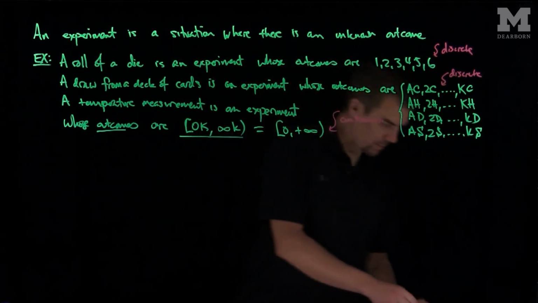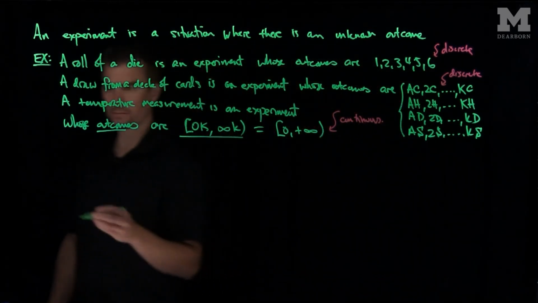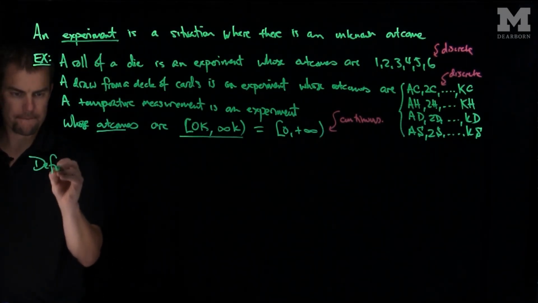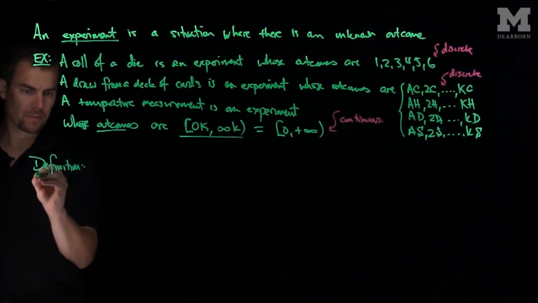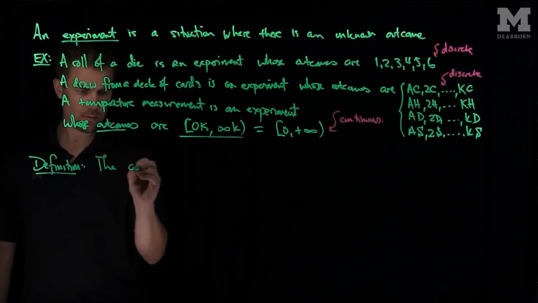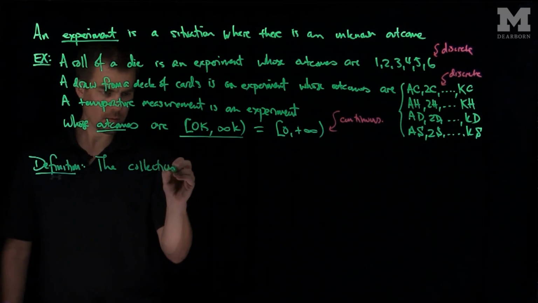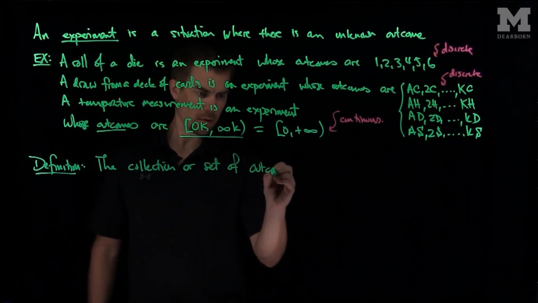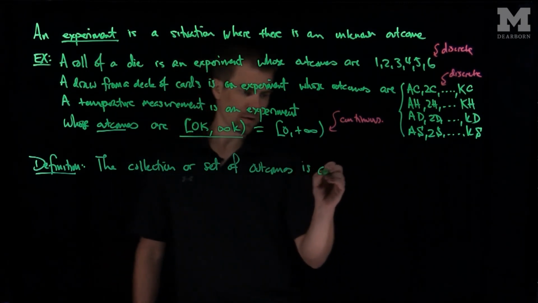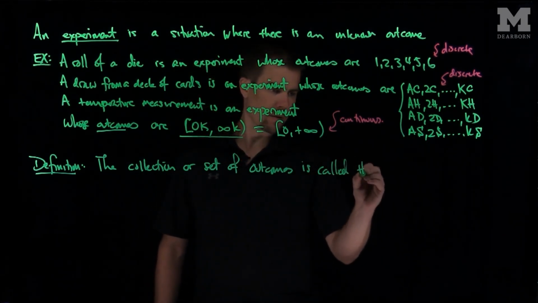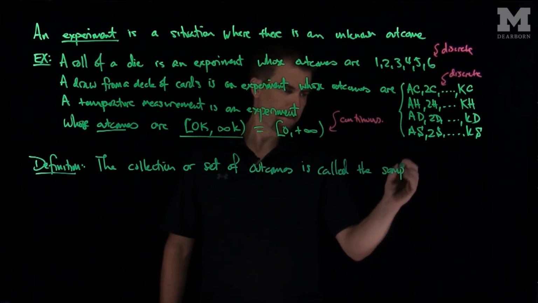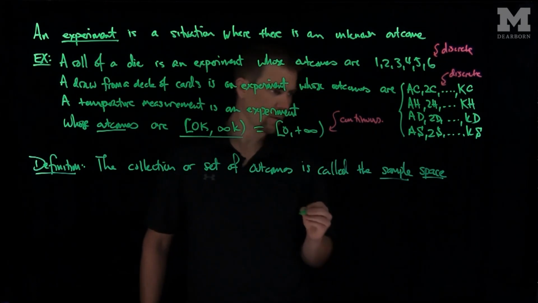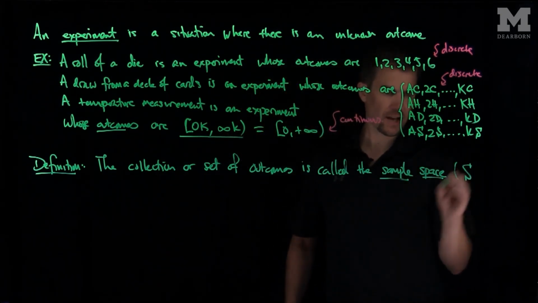And so the space of outcomes, so definition: the collection or set of outcomes is called the sample space. We'll denote the sample space sometimes mathematically as S.